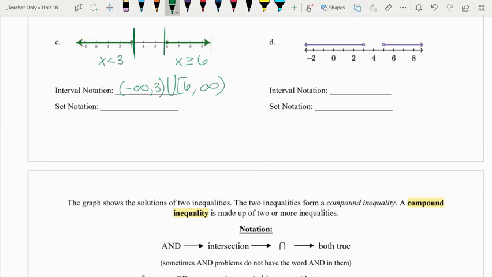So for set notation, same thing. We're going to do x such that x is less than 3. And then put that U again. x is greater than or equal to 6.